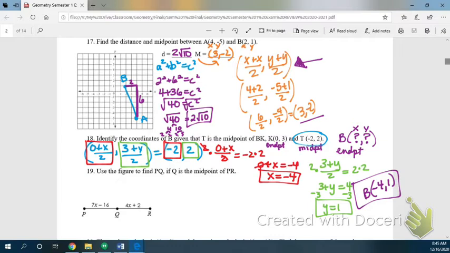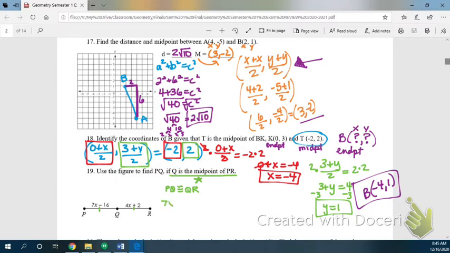The next one wants us to look at this figure. Make sure you guys are reading the directions on this. It says Q is the midpoint of PR. If Q is the middle of PR, then these two are equal. We did not know that except that they gave it to us in the directions. If we have a midpoint, then we have two equal or congruent segments. So PQ is congruent to QR.